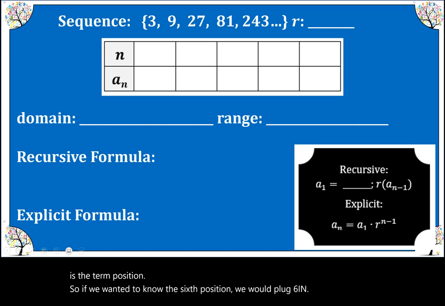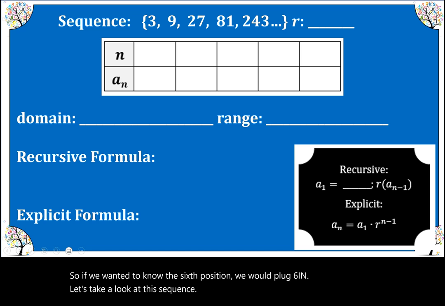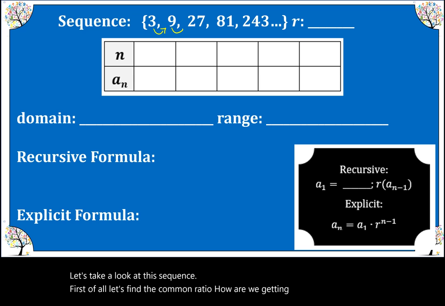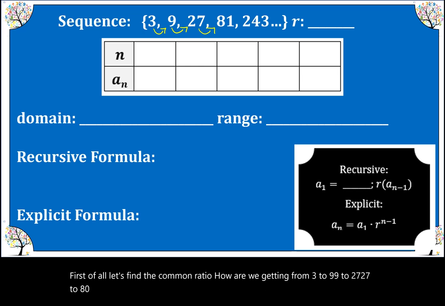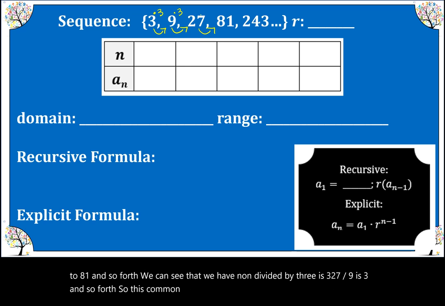Let's take a look at this sequence. First of all, let's find the common ratio. How are we getting from 3 to 9, 9 to 27, 27 to 81, and so forth? We can see that we have 9 divided by 3 is 3, 27 divided by 9 is 3, and so forth. So this common ratio is times 3.